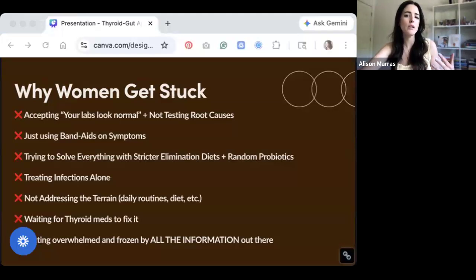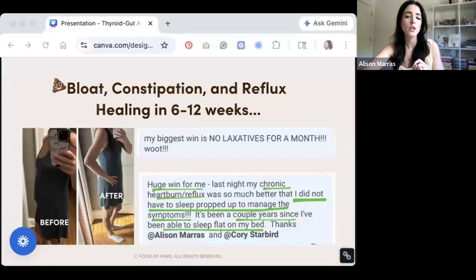Does this resonate with you guys? Do you feel like you've been stuck with some of these things? Because most of our clients, whether they've only done conventional medicine or they've worked with functional practitioners, have gotten stuck in one or more of these areas as well. So you are really not alone.